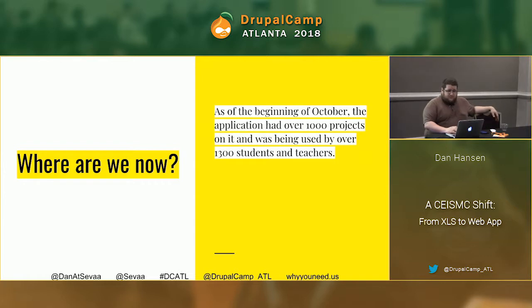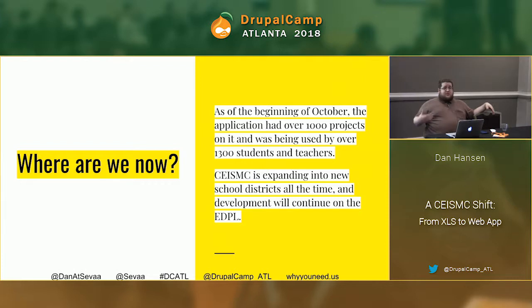So where are we now? As of the beginning of October, the application had over 1,000 projects on it. It was being used by over 1,300 students and teachers. I think we're in 7 or 8 districts across the country, looking to expand much further as we move into more semesters down the line. CEISMC is expanding in new districts all the time, and development's going to continue on the EDPL system.